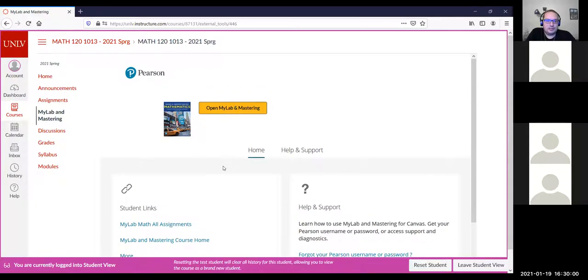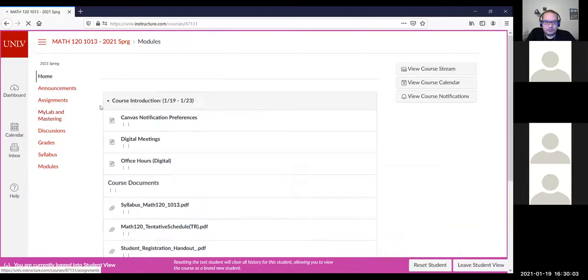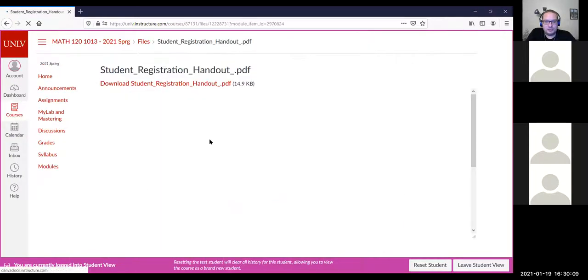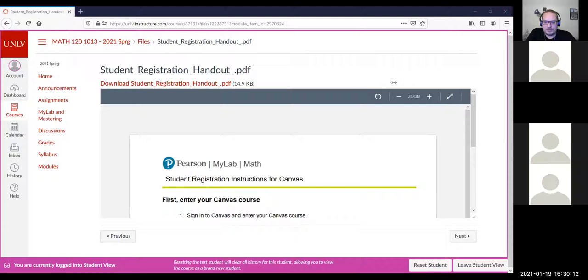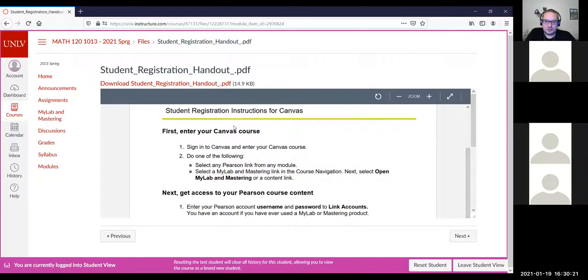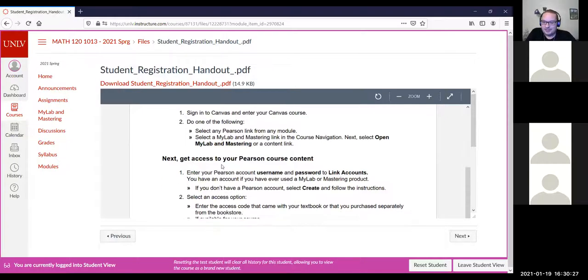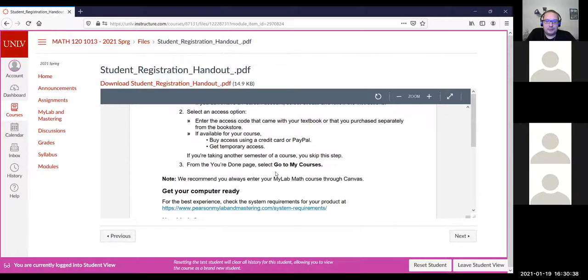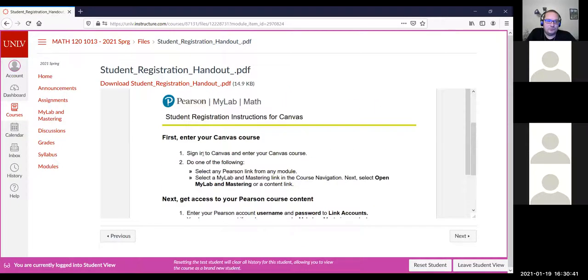And when you follow the prompts here, it will sign you into the correct class on the My Math Lab website. And if you want to see the specific steps for that, that is the student registration handout document here. This is from the Pearson website. So you sign into your Canvas account and enter the course, the 120, section 1013. You click on the My Lab and Mastering tab. I always want to say My Math Lab, but the tab is labeled differently here. And then if you have a previous Pearson account, you log in. If you don't, you'll create one, and it should link up. So that's the information there.